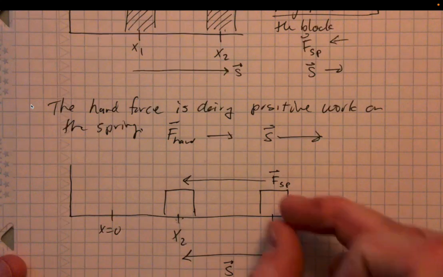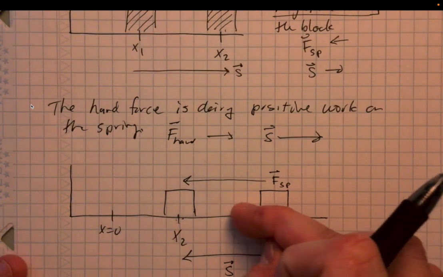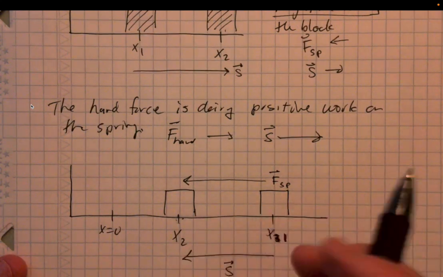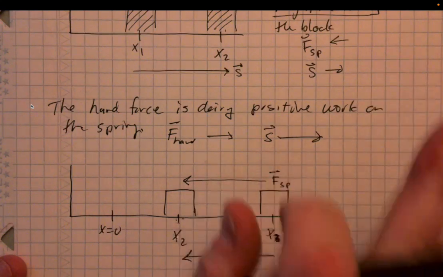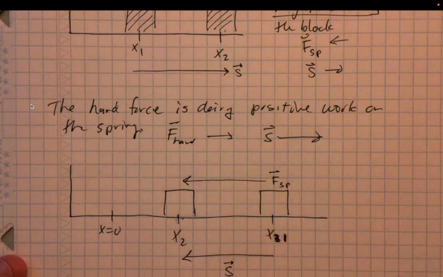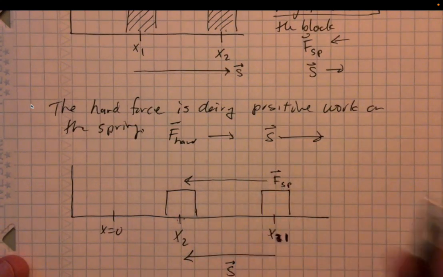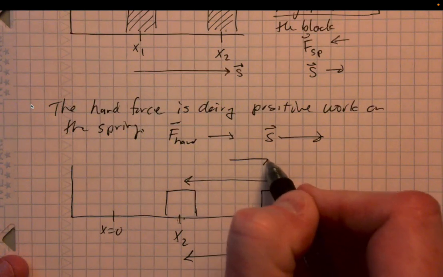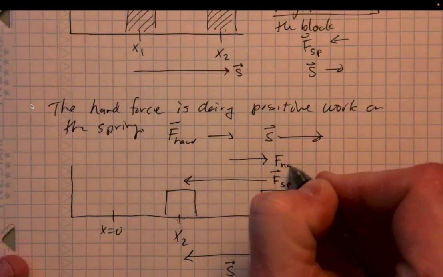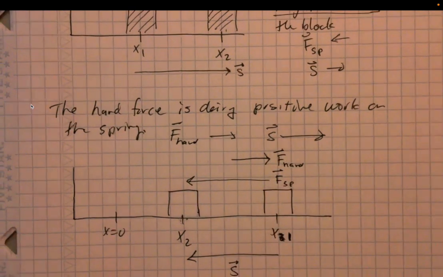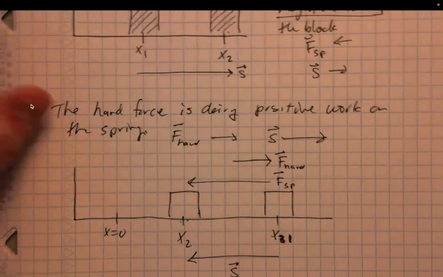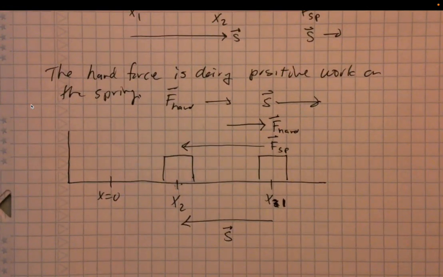Even though my hand is holding the block and moving it this way, I still exert a net force in the opposite direction, right? Because I have to offset the spring force. And so the hand force in this case is in this direction.